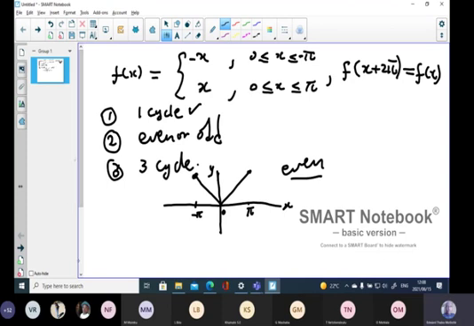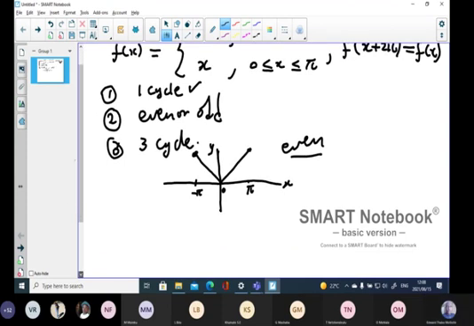Okay, then number 2. So it's an even function. They ask you to plot 3 more. So to plot 3 more, this will be minus 3 pi. And then the next one here, we need 3 pi. So you can even make your own imaginary axis here.